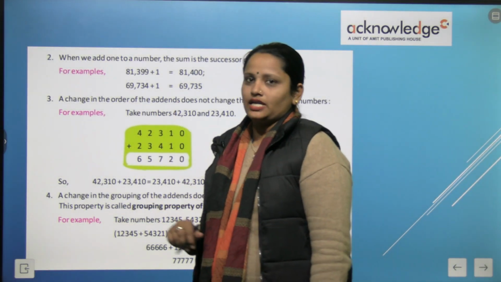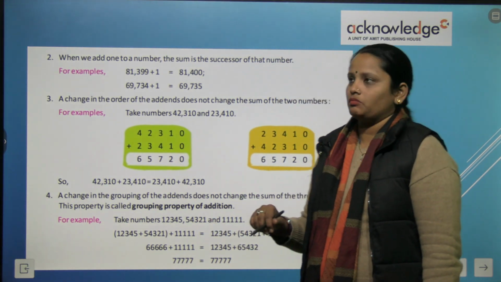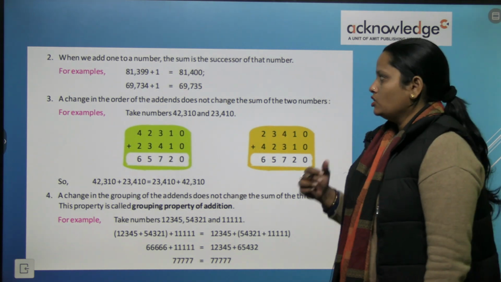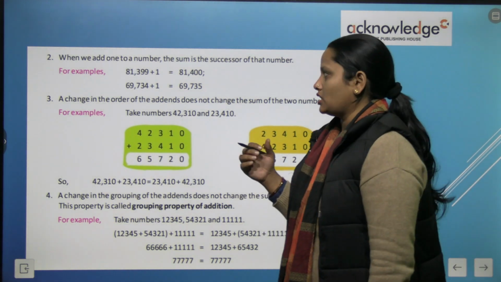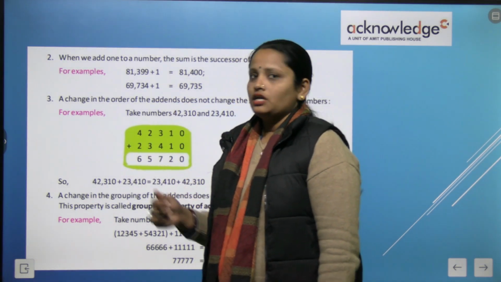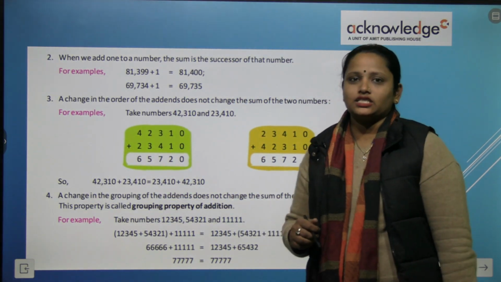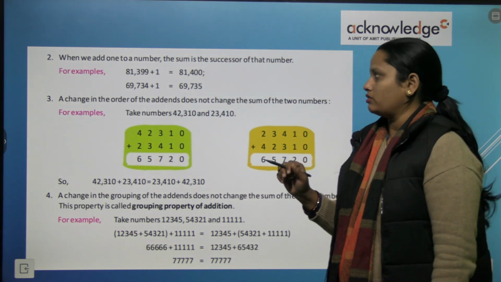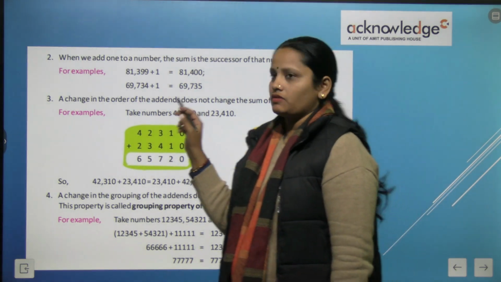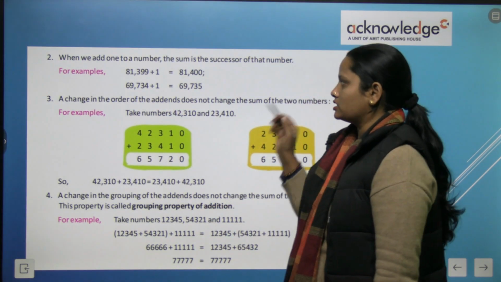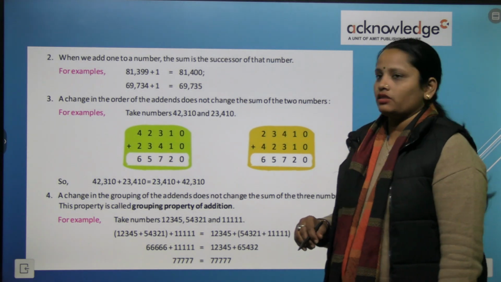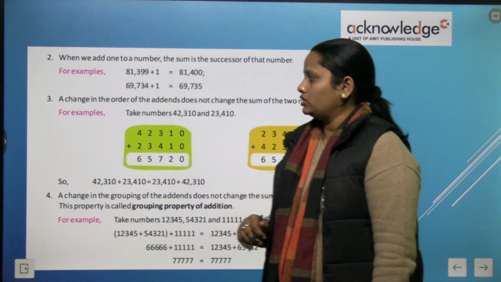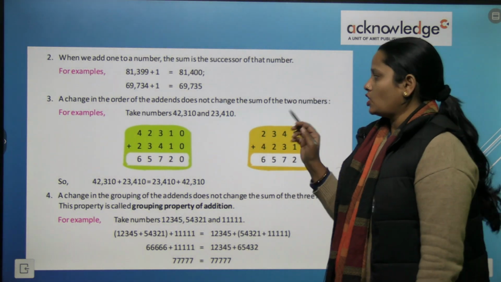Now the second property says when we add 1 to a number, जब हम किसी number में 1 को add करते हैं, the number is a successor of that number. जो number आता है उस number का successor आता है, means एक number ज़्यादा आता है. For example, 81,399 में हमने 1 को add किया, so the answer becomes 81,400. Similarly, 69,734 में हमने 1 को add किया, तो answer बन गया 69,735.